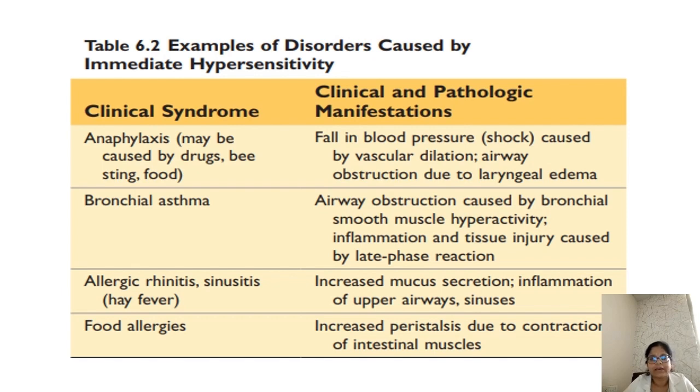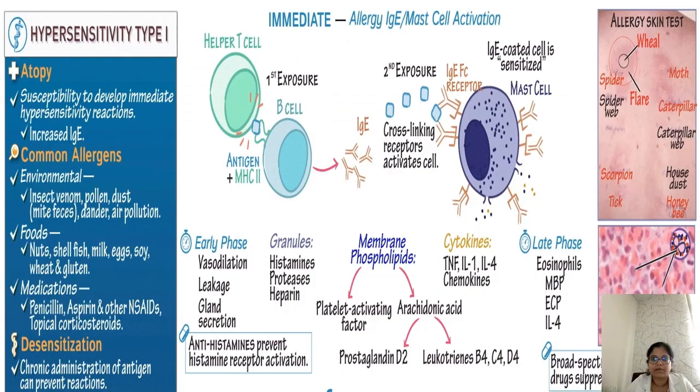And the respective clinical manifestations would be a fall in blood pressure by vasodilatation, and even airway obstruction due to laryngeal edema. In asthma, you'll have obstruction by bronchial smooth muscle hyperactivity. Then, because of any hay fever sort of things, you have increased mucus secretion and inflammation of the upper airways. And if you have any food allergy, there'll be increased peristalsis due to contraction of the intestinal muscles.